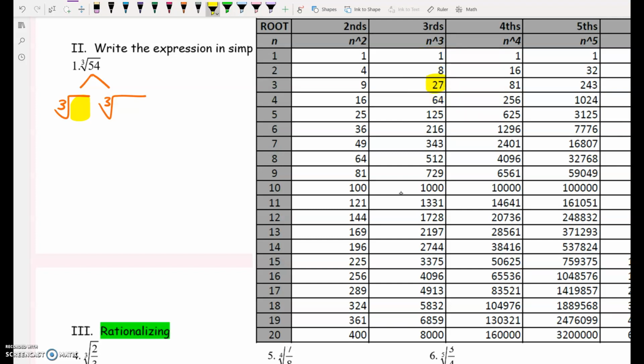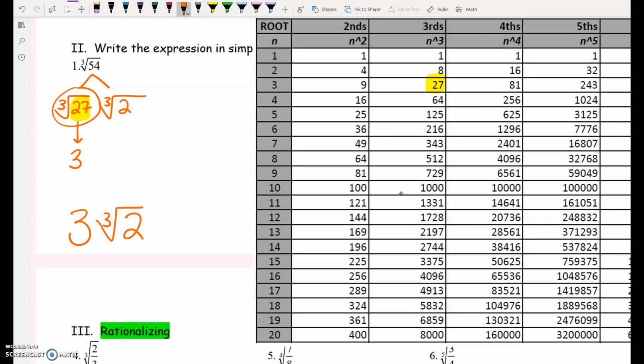Can we do 54 divided by 27? I think we can. 54 divided by 27 is 2. So 27 times 2 is 54. We split that 54 up into 27 times 2. This one's on the chart, so we can actually calculate it. The third root of 27 is 3. So our final answer is 3 times the cube root of 2.